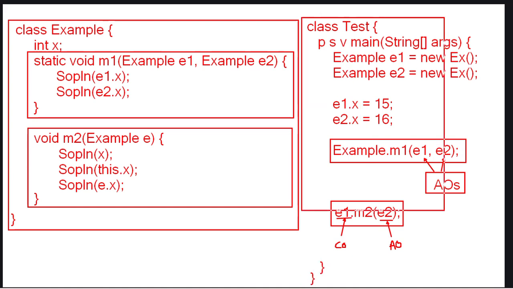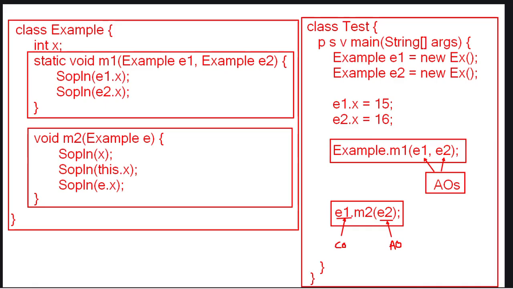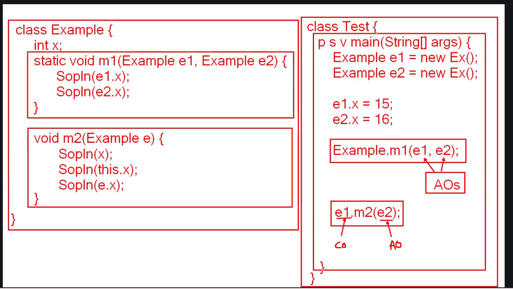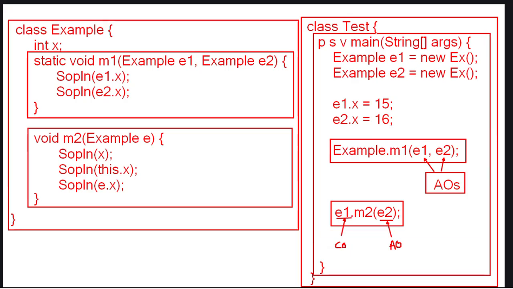I want everyone to draw the memory of this program. Tell me the output and the flow of execution. Everyone should try fully. It's the same as the previous program, there is no difference. Previously you worked with one object, now you are working with two objects.